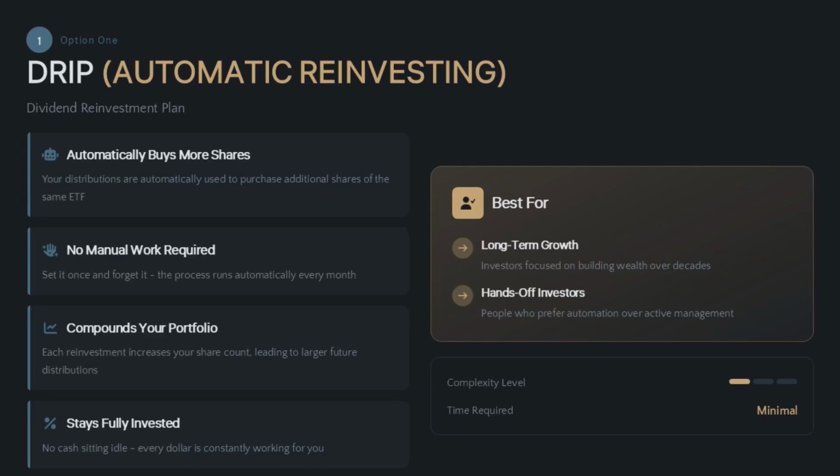You stay fully invested. Also, if you're with a bank that charges fees for buying shares, then those fees will be waived because DRIP is automatic and you literally don't have to do anything. It will grow on autopilot.